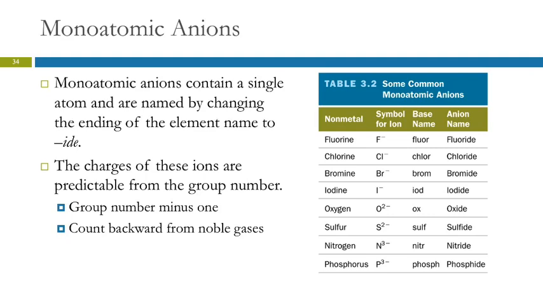Okay, so that was the cations. What about the anions? There are monoatomic anions and polyatomic anions. Mono means 1. So these guys have 1 atom as an ion. Polyatomic have many. So monatomic ions, we take the element name and we just change the ending.